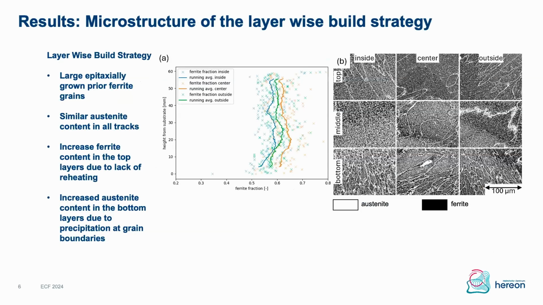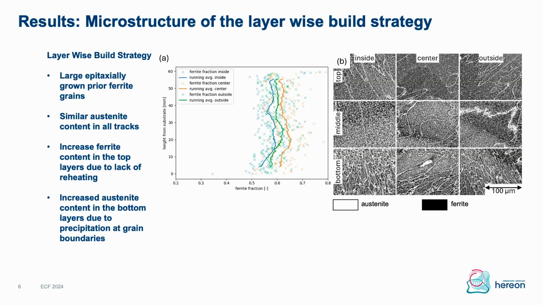This is the resulting microstructure of the layer-wise build strategy. The microstructure is here dominated by these epitaxially grown ferrite grains, which grow across multiple layers in the upper parts of this material. Here we observe similar austenite contents in all tracks, but we have a slightly increased austenite content here on the inside track, which is what we hope to achieve.